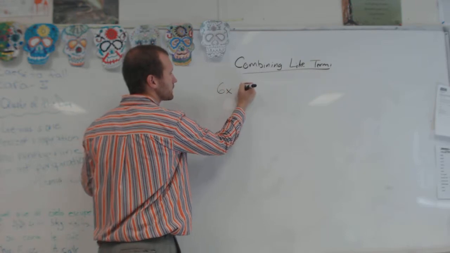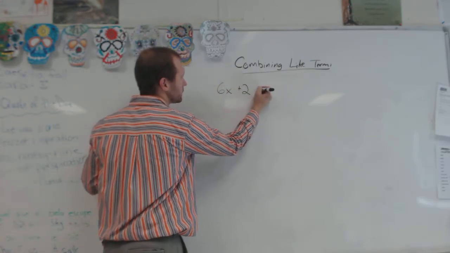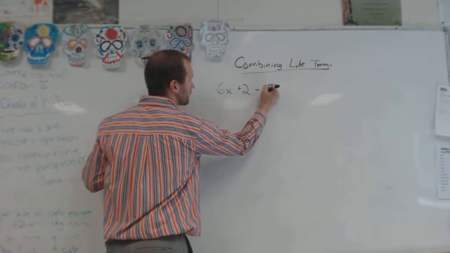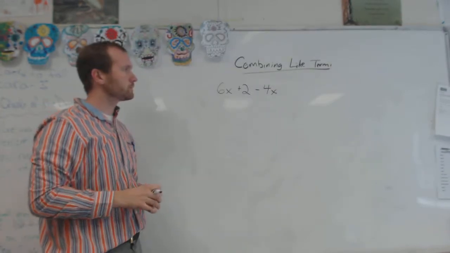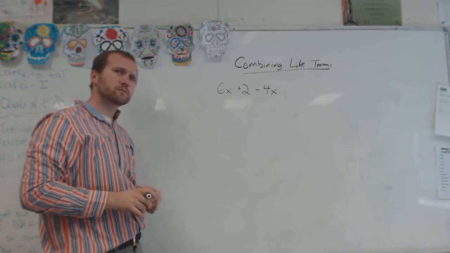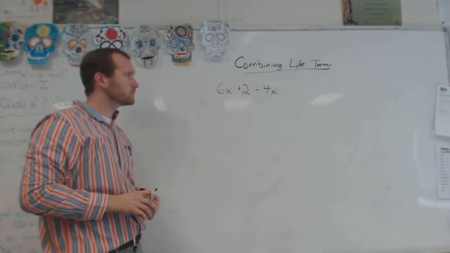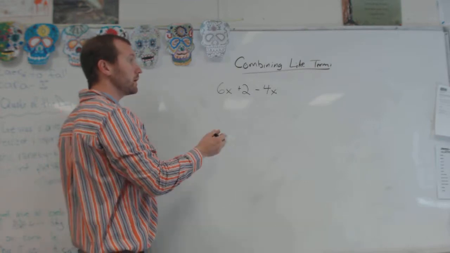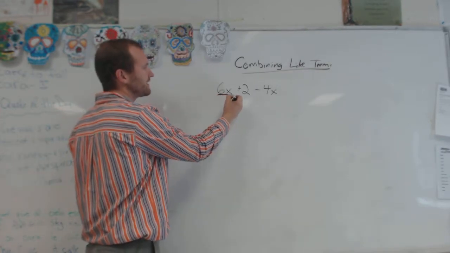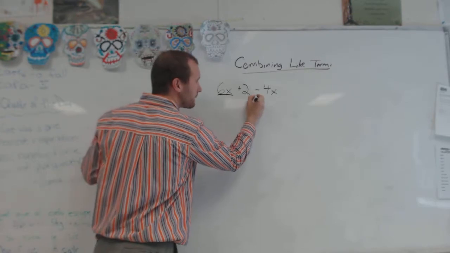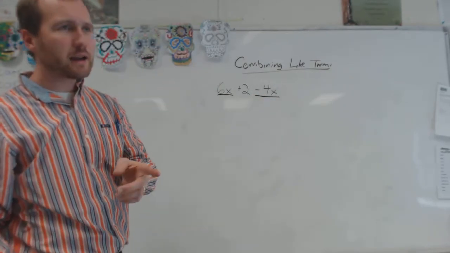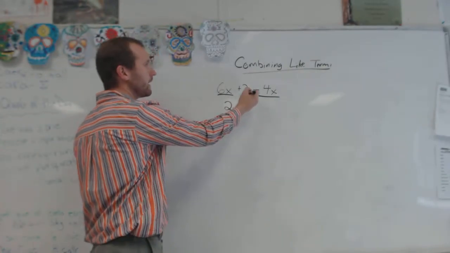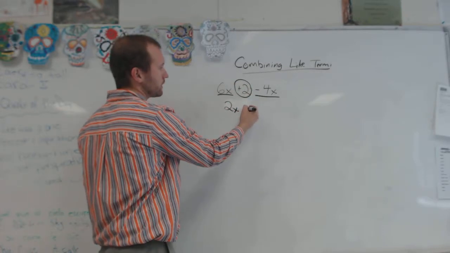6x plus 2 minus 4x. I have a 6x, and then I have a minus 4x. So 6x minus 4x is 2x, and then I have a plus 2.